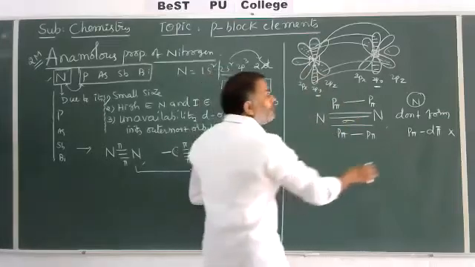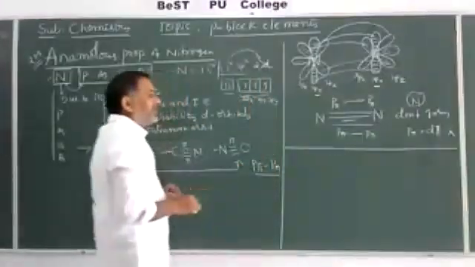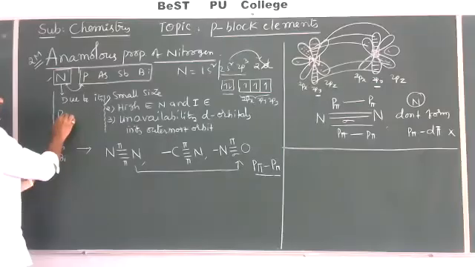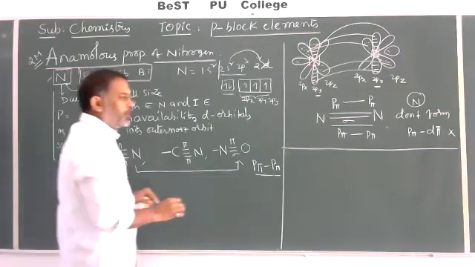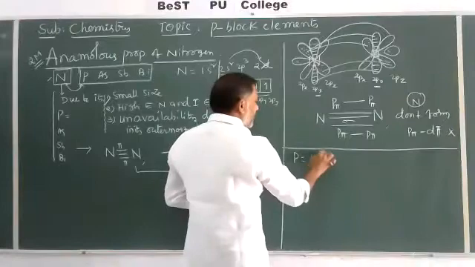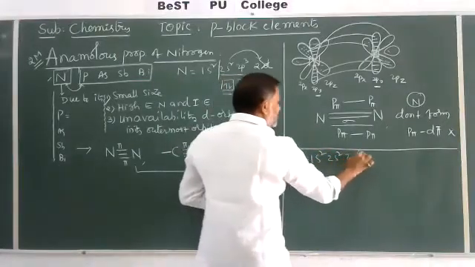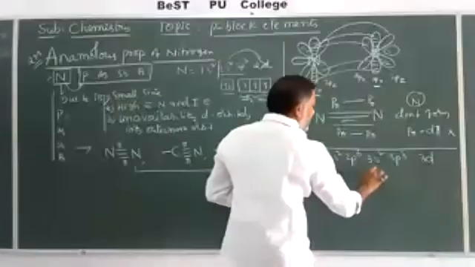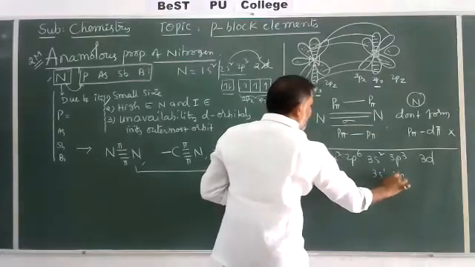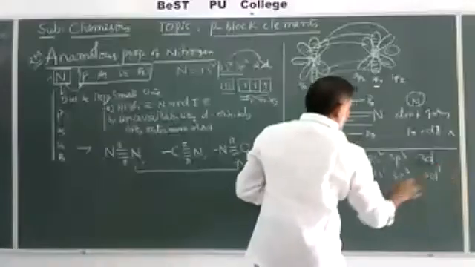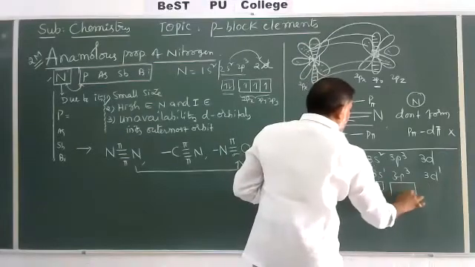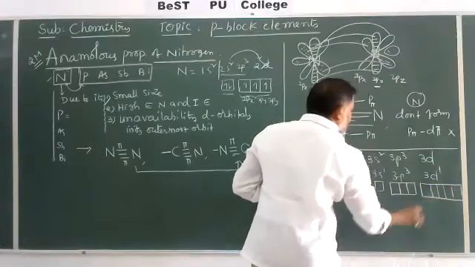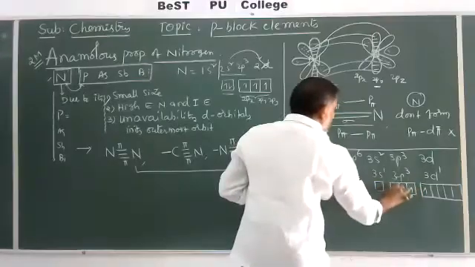Whereas other elements like phosphorus, arsenic, antimony, bismuth, based on their electronic configuration, here phosphorus, atomic number 15, is 1s2, 2s2, 2p6, 3s2 and 3p3, and 3d is there. In the first excited state, 3s1, 3p3 and 3d1. Here 1 electron, here 3 electrons, and here 1 electron. It contains 5 degenerate d orbitals.